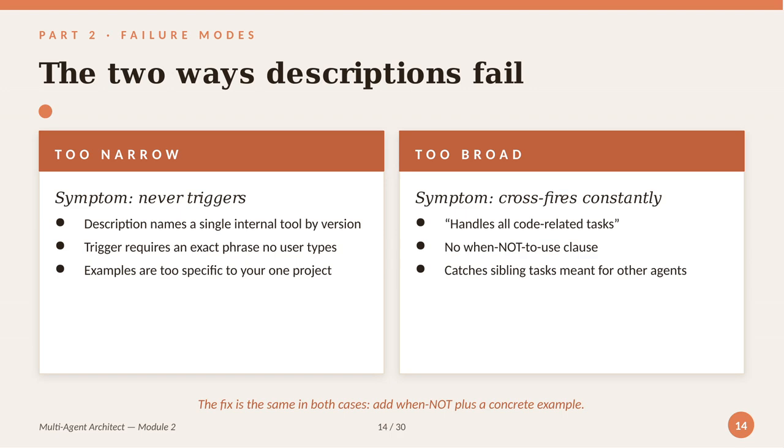Two opposite-looking failure modes, one fix that handles both. Add a when-not-to-use clause and add a concrete embedded example. The when-not-to-use clause tightens the broad version. The embedded example anchors the narrow version to real-world phrasing. The deeper insight here: too narrow isn't usually about being too specific. It's about being too specific to your machinery in language that no actual user would ever produce.